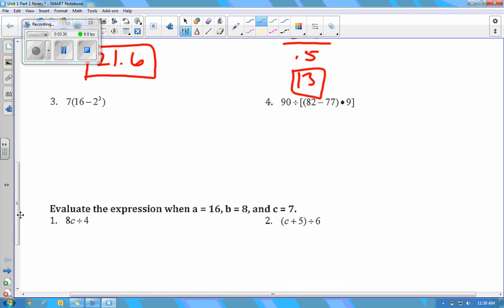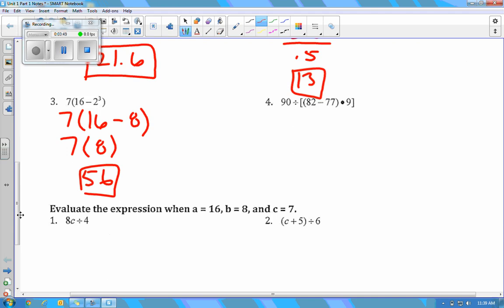If you look at number 3, I start with grouping symbols. I have parentheses. Within the parentheses, I have exponents. So 2 to the 3rd power is 8. Now from the grouping symbols, I need to subtract, which is 8. And then multiplication, 7 times 8 is 56.